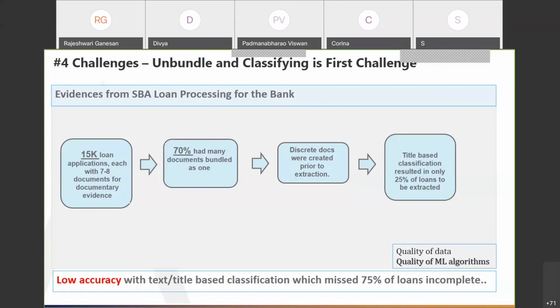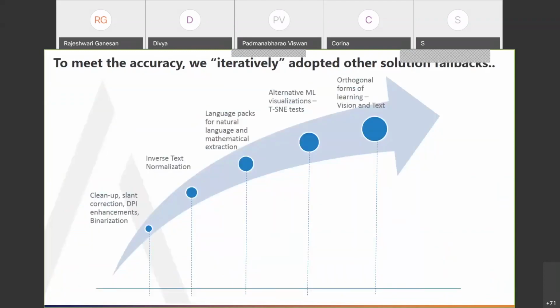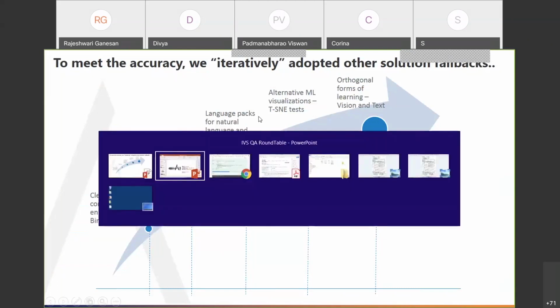So this is another thing wherein we were having a lot of low accuracy the first time when we went with a title-based classification, looking at only text and classifying. We were having a lot of misses, right? Which is when we had to go and change. So essentially what I'm trying to say is, when we try to meet these accuracy goals, I actually want to show you some of these samples so you can see what it looks like.